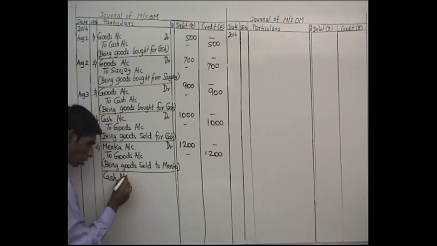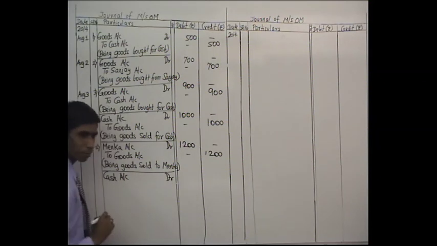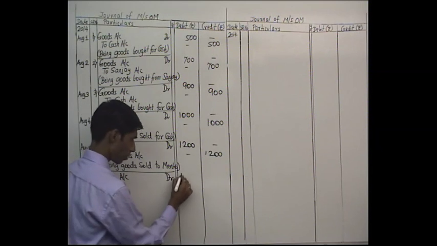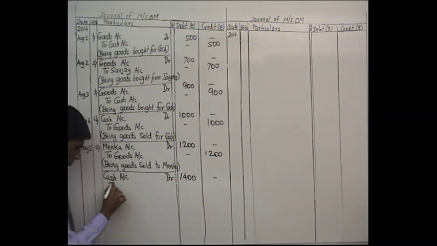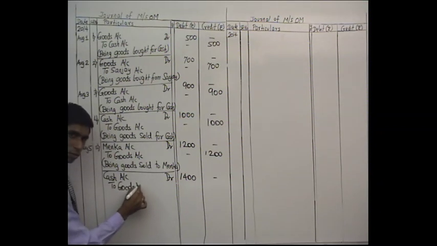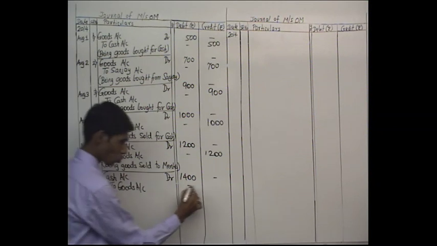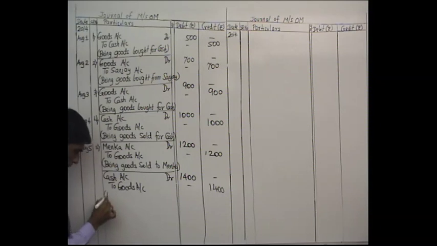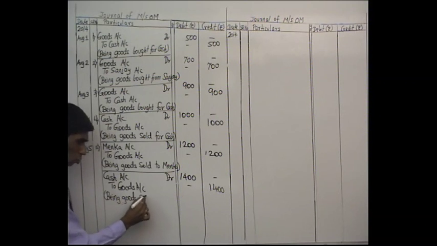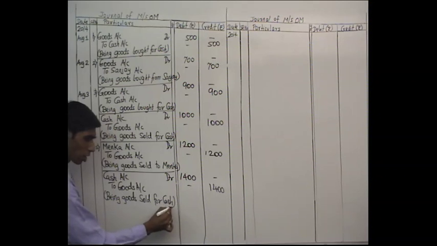cash account debit 1400 to goods account 1400. Being goods sold for cash.